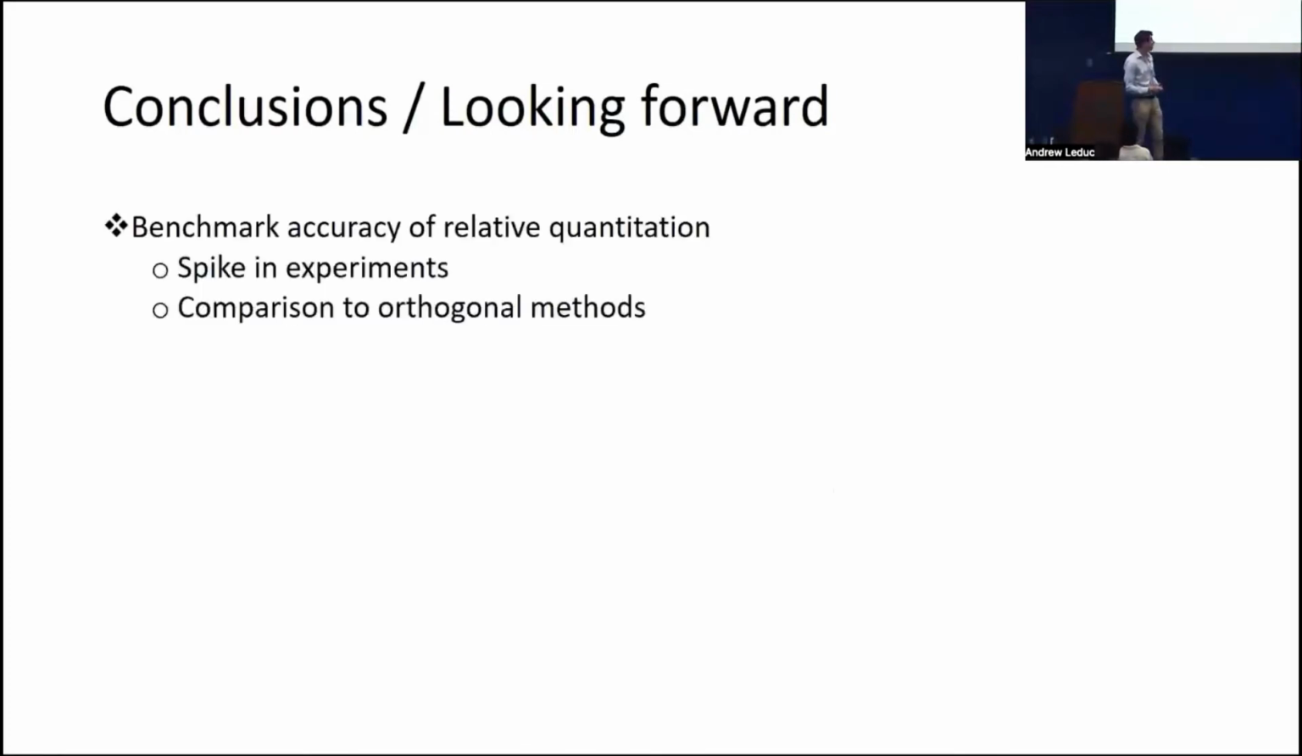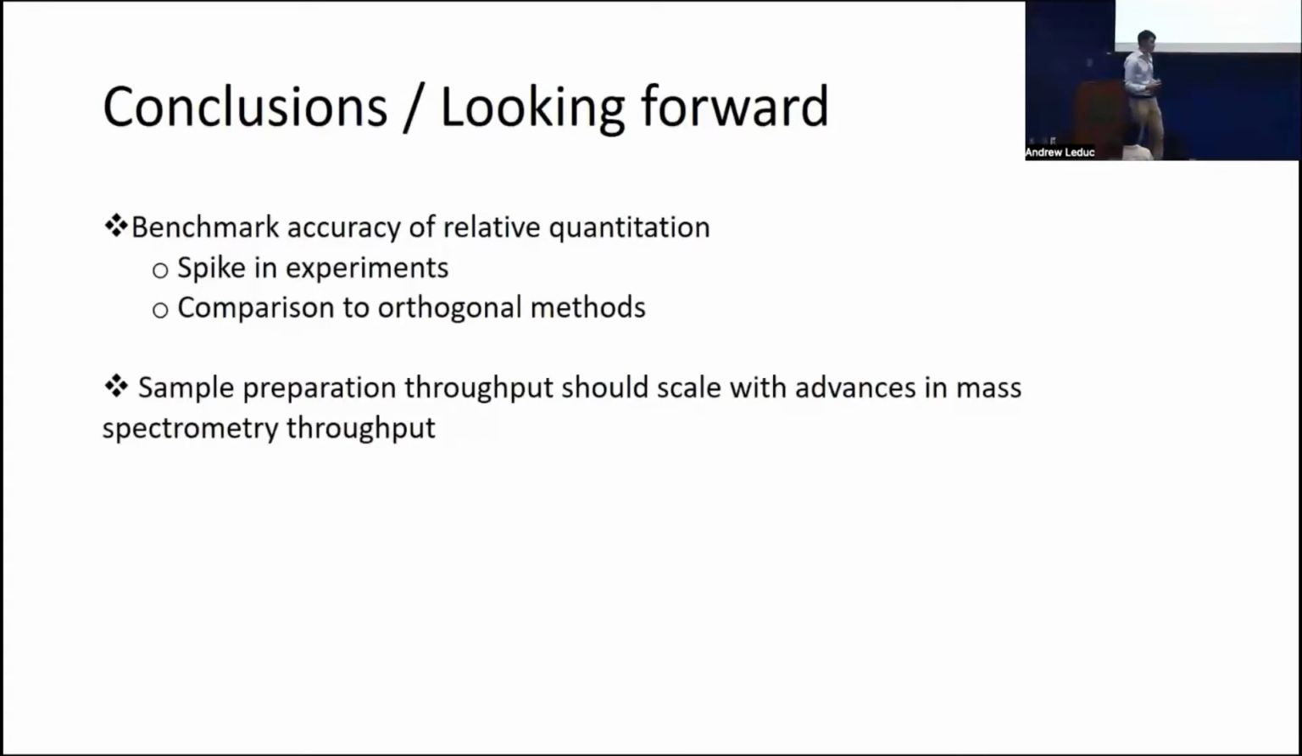Some things to point out for looking forward is that it's important to benchmark quantitative accuracy for these measurements. And I think there can be additional studies that look at using methods such as spike-ins and different orthogonal measurements to further iron out the extent of systematic biases and random noise that are in our data. And also the last point that we've been making is that the sample prep should ideally be able to scale with the mass spectrometry measurements.